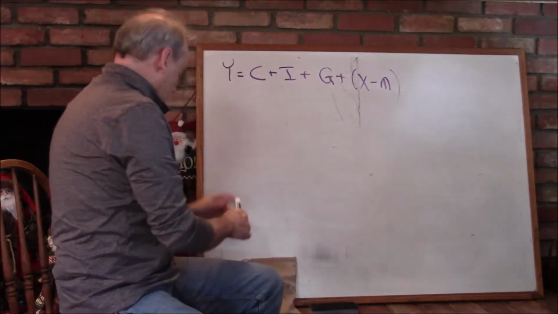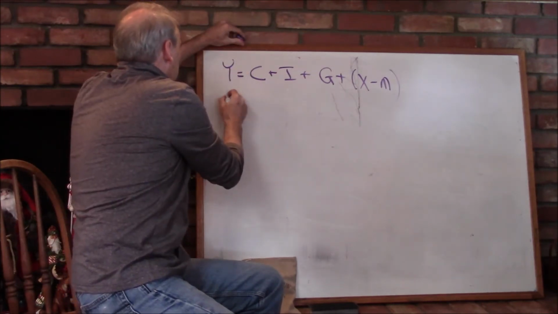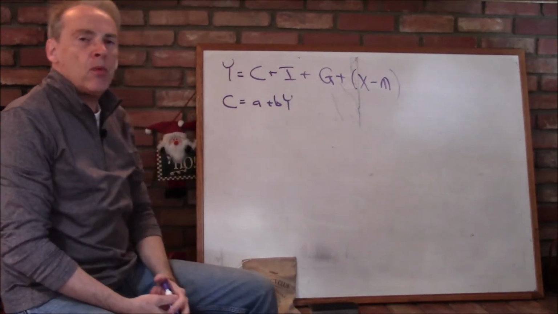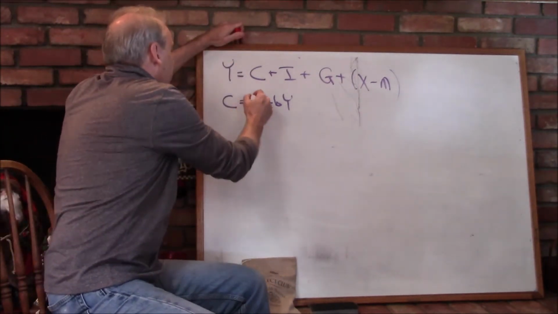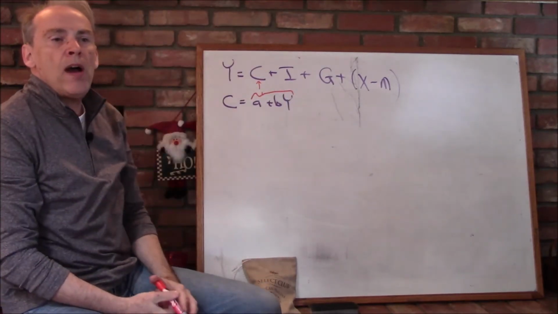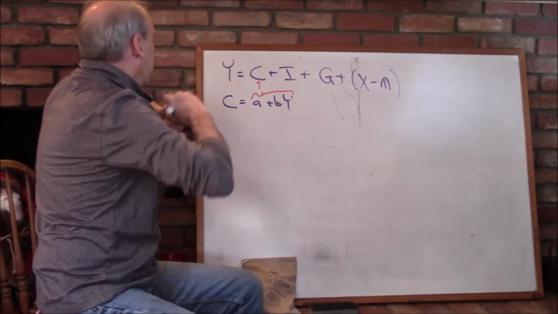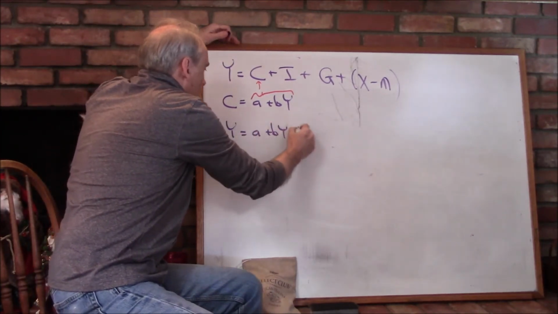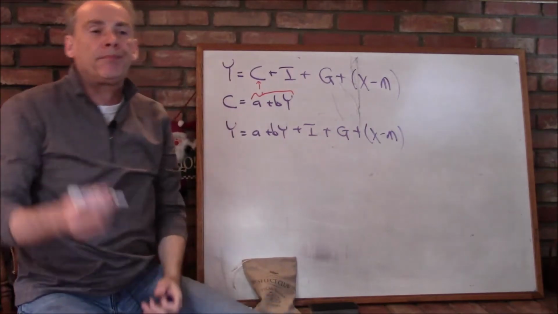Now let's write that out. Let's have that as a second equation here: C is equal to A plus B times Y. Now let's substitute A plus B times Y into the first equation for C. Y is equal to A plus B times Y plus I plus G plus X minus M, right?